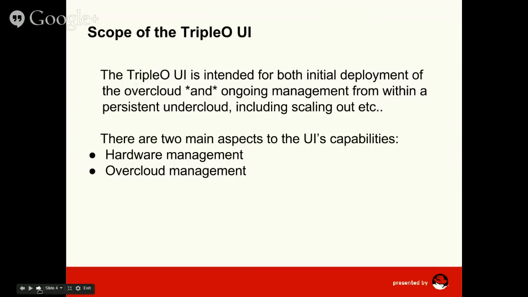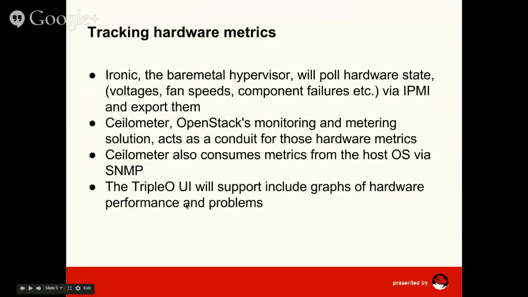And when you have a persistent management layer, you get into things like receiving notification and monitoring state and tracking hardware availability over time and so on. And the UI does a lot of that. There are two main aspects to what the UI does, which are hardware management and overcloud management, and I'm going to talk about what's coming at a fairly high level for each of those. So tracking hardware metrics is a key aspect.